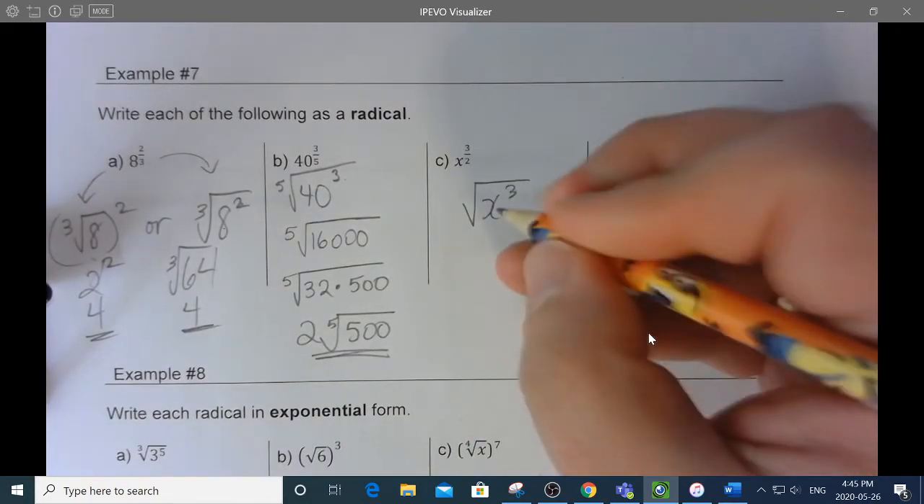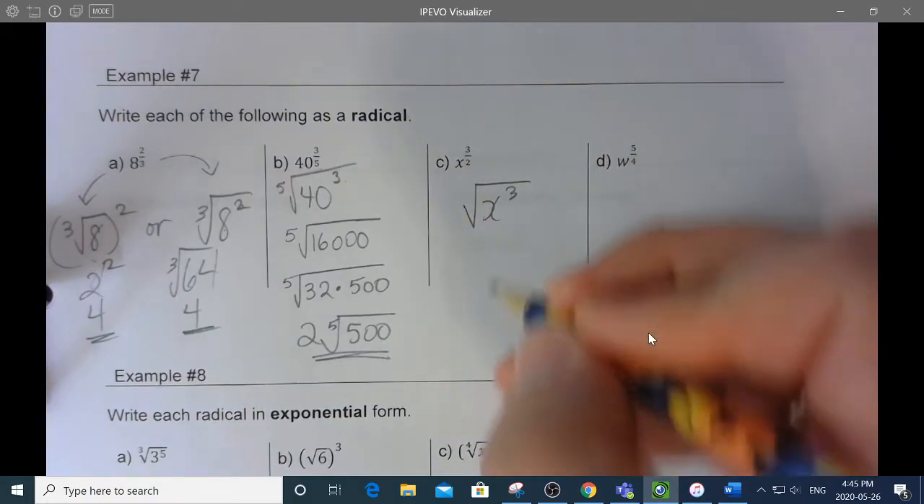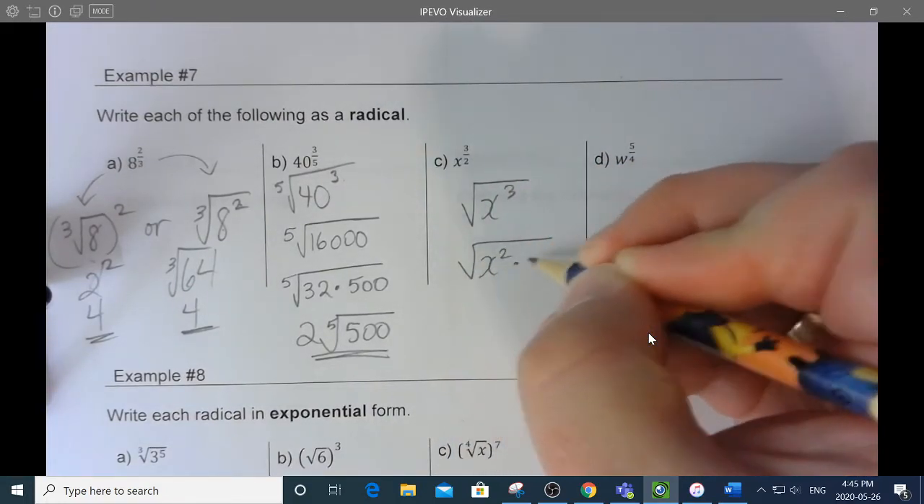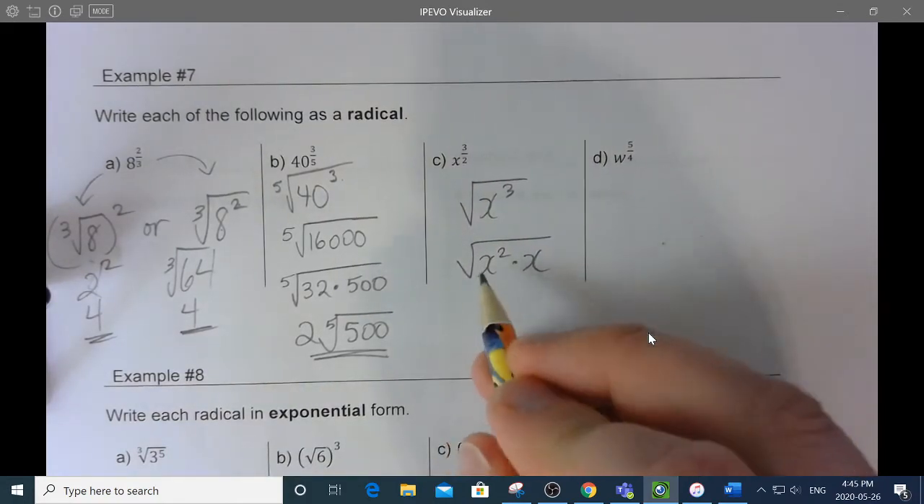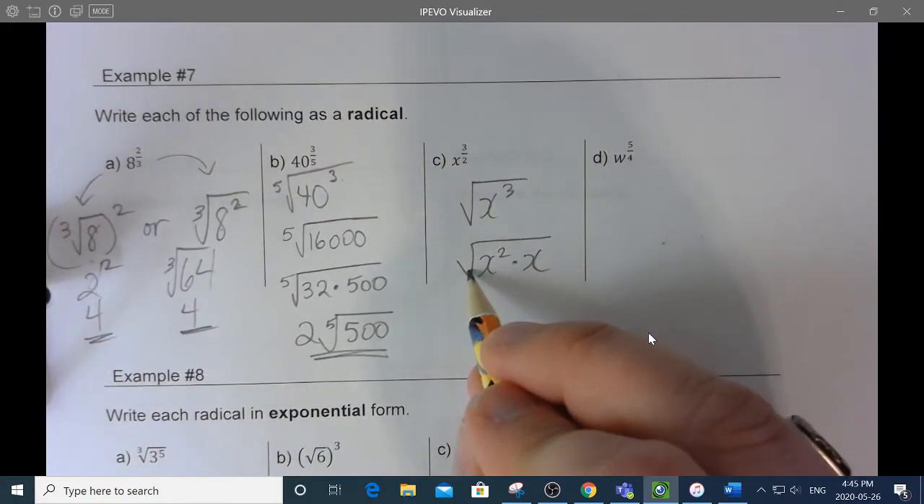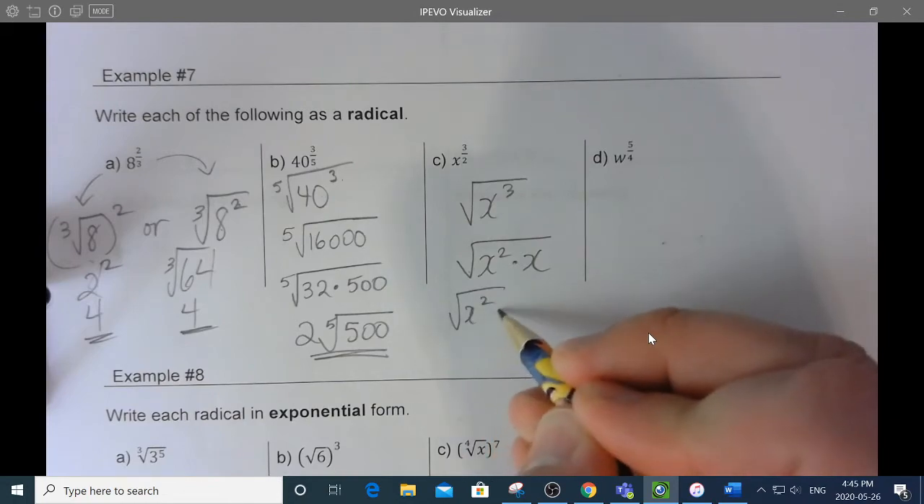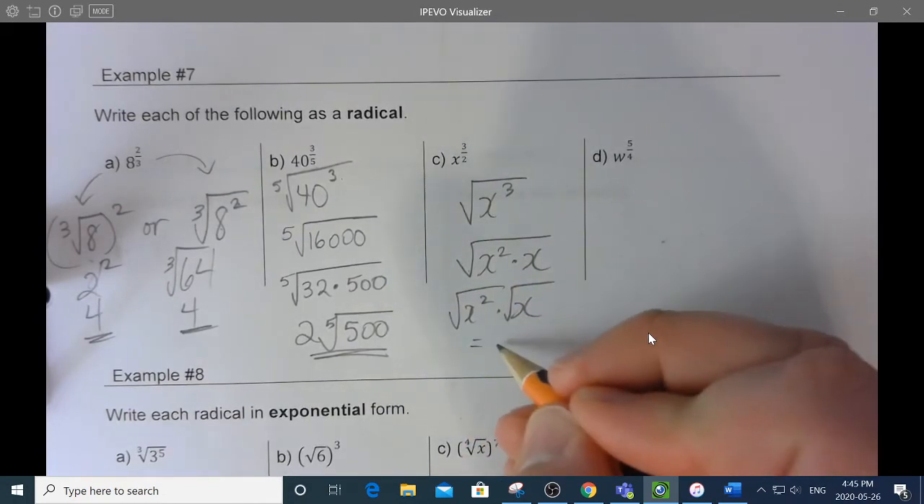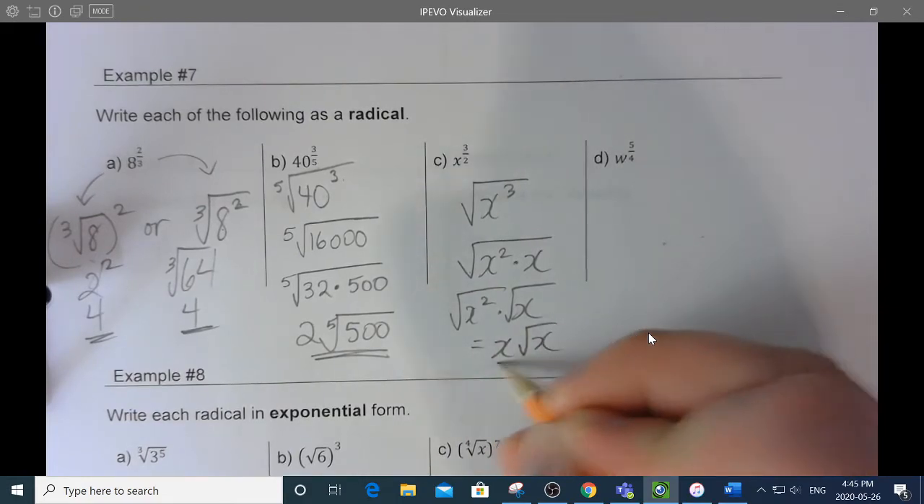Actually, no, it's not. I could simplify that because I can think of x cubed as, wait for it, x squared times x. So that is like saying the square root of x squared times x, or times the square root of x, which is x root x.